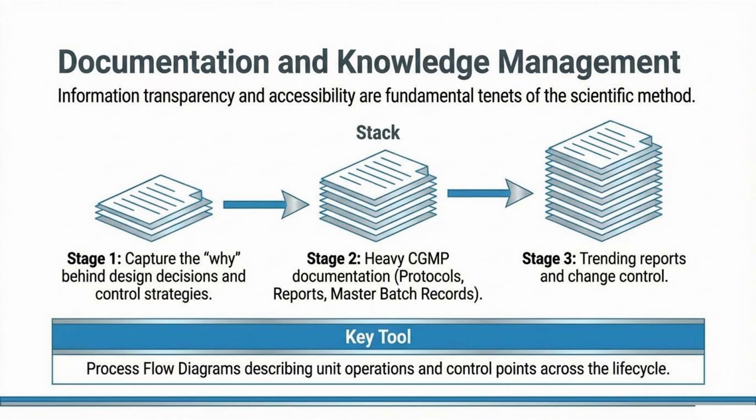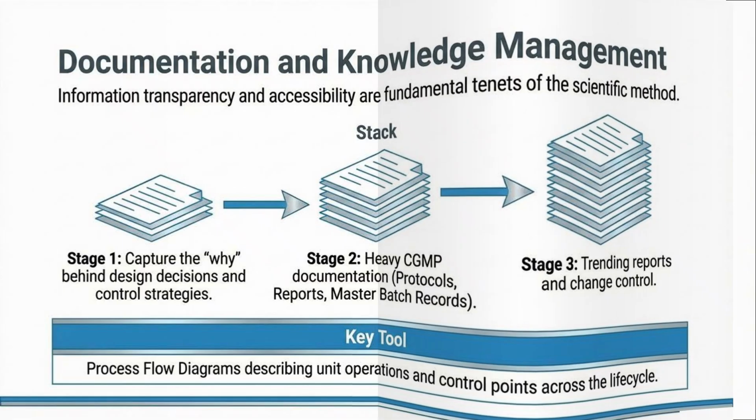Transparency is the heart of the scientific method. Stage 1 captures the why behind design decisions. Stage 2 involves heavy CGMP documentation like protocols and reports. And Stage 3 maintains trending reports. Process flow diagrams are your key tool here, mapping unit operations and control points across the entire life cycle.